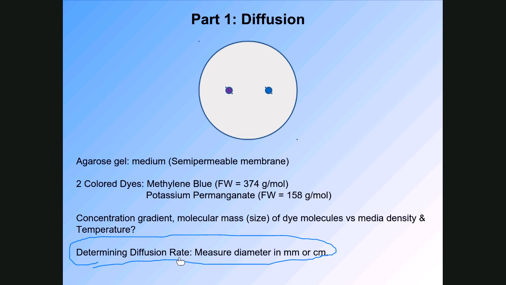So another way to say it is the diffusion rate is dependent on what's your percentage of agarose gel and what are the molecular masses or formula weights of your dyes. So the diffusion rate is dependent on these two factors. So again, this is your dependent variable. These are your independent variables.